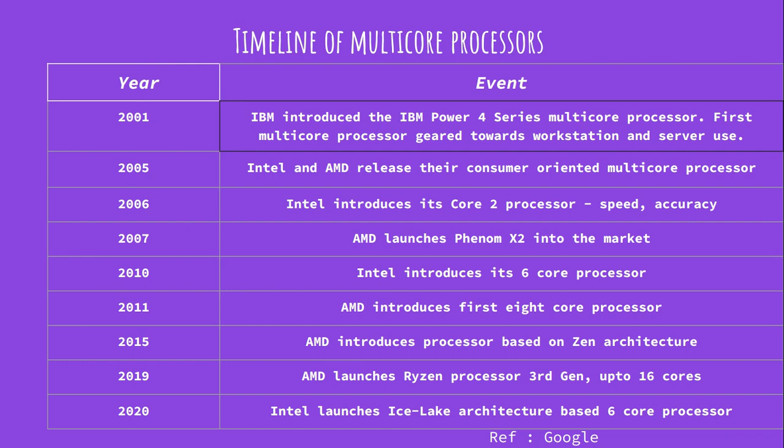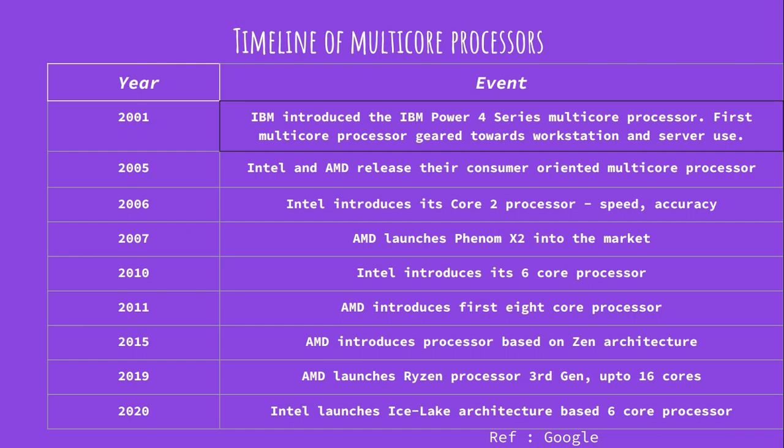Key thing to note here is that the IBM Power 4 was not introduced for the general public. In 2005, Intel and AMD released their own multi-core processors directly oriented towards the consumers. In the year 2006, Intel introduced the Core 2 processor, which is known even today for its speed, efficiency, and accuracy. In the year 2007, AMD introduced the Phenom X2 and Phenom X4 duo-core and quad-core processors into the market.